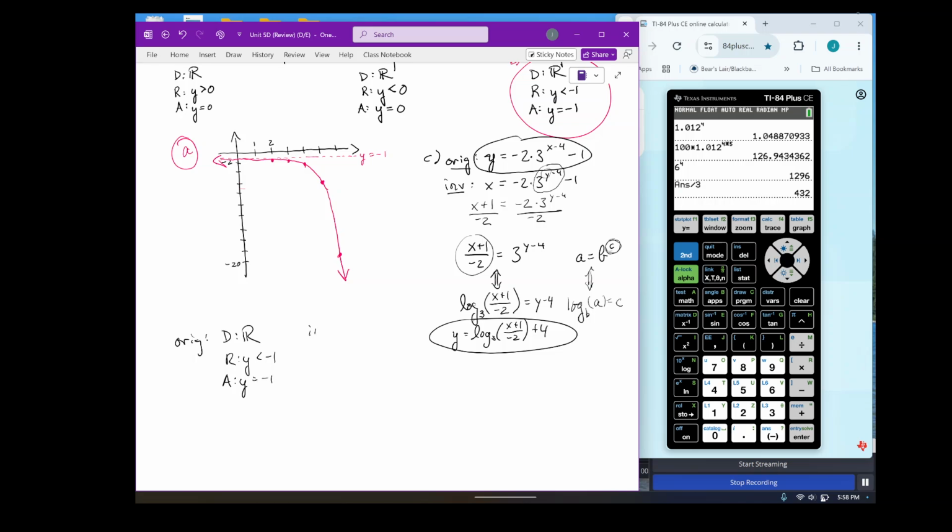So for the inverse, if we switch x's and y's, then now instead of y is less than -1, it's x is less than -1, which means that's the domain, because domain is x's. And the asymptote has changed from y to x. So now it's x equals -1. And then the domain for the original used to be all real numbers. So instead of x being all real numbers, now it's y is all real numbers. So that's our new range. So here is that info for the inverse, which now we can say also these two go together, right?